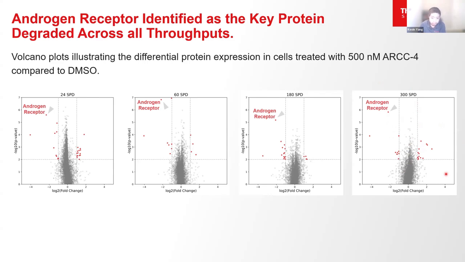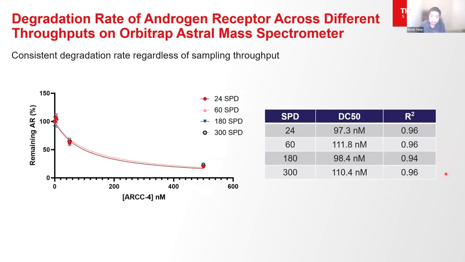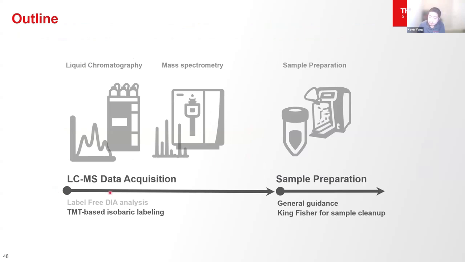So this is the quantitation performance and the scanning speed you can get from the Orbitrap Astral mass spectrometer to discover biology. We calculated DC50 and found that they are similar across all the throughputs. So we can get consistent quantitation even if you run it at 300 samples per day. That concludes the label-free DIA analysis I'd like to show you today. You can do that on an Orbitrap instrument very well. If you have an Orbitrap Astral, you can get all three pillars at once.